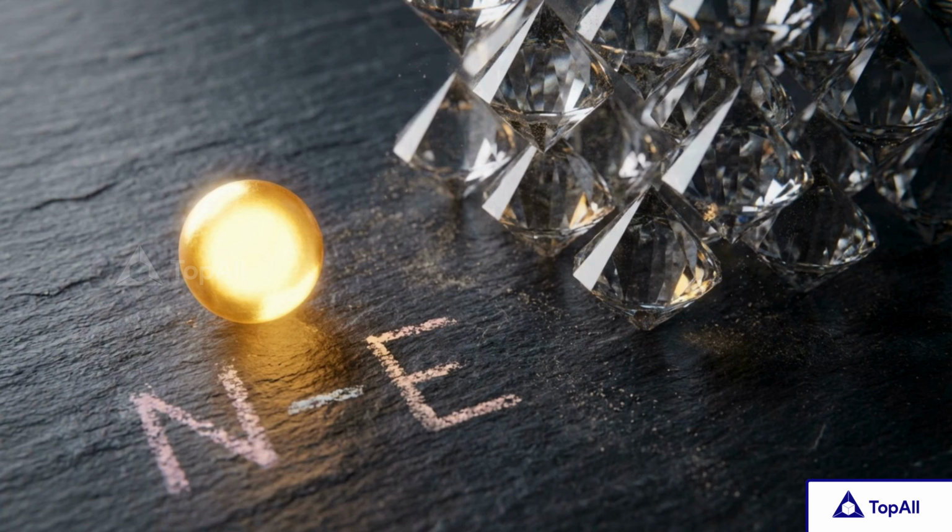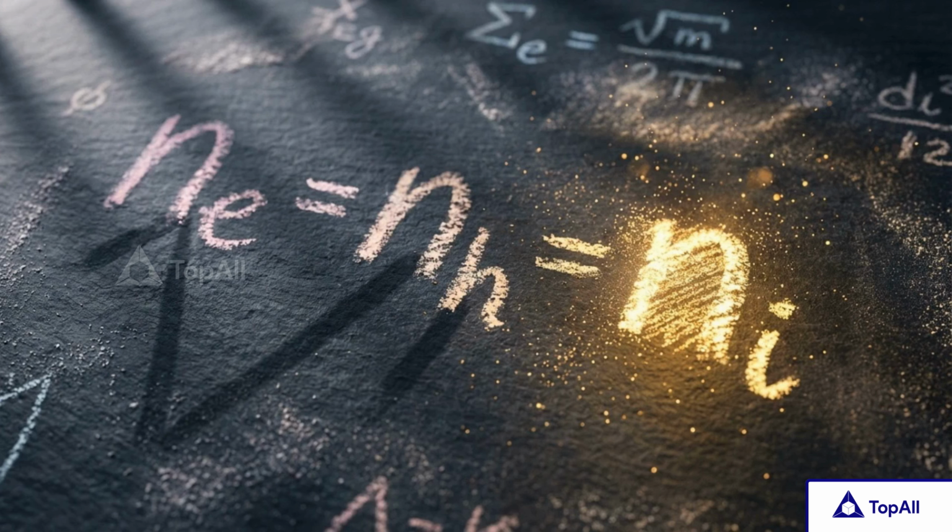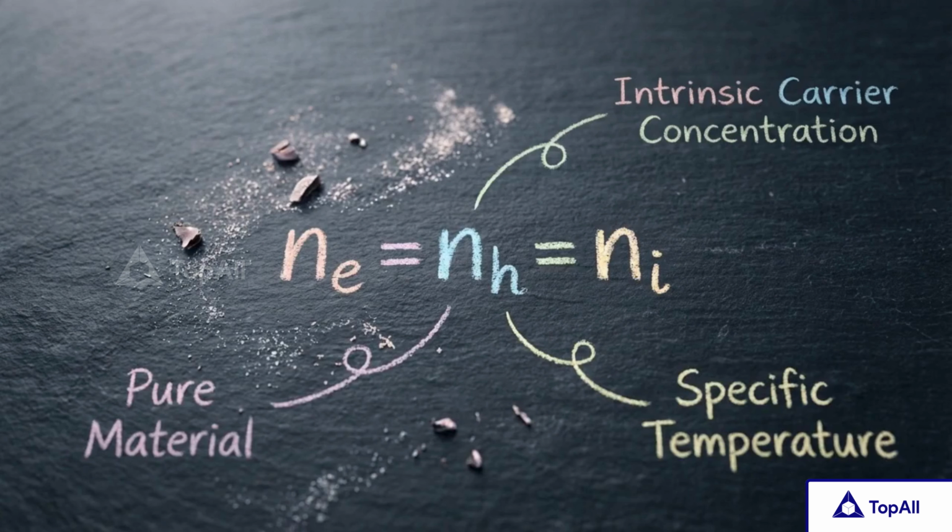In an intrinsic material, the mathematical balance is absolute. The concentration of electrons, Ne, must perfectly equal the concentration of holes, Nh. We represent this balance as Ni, the intrinsic carrier concentration. This value acts as a constant for a specific pure material at a specific temperature.